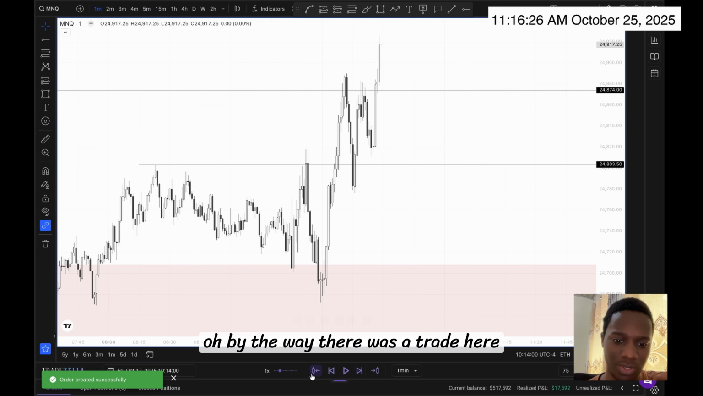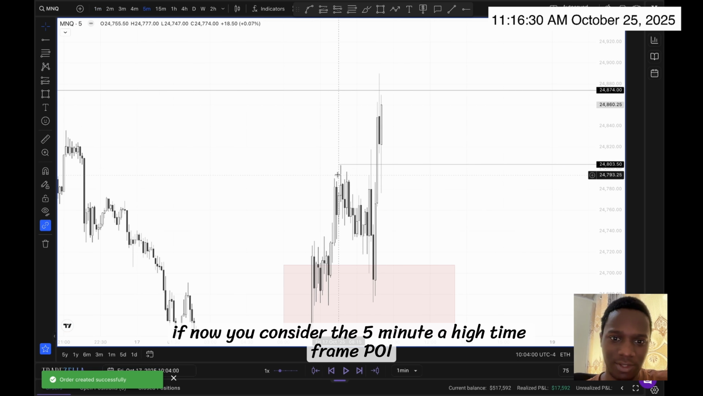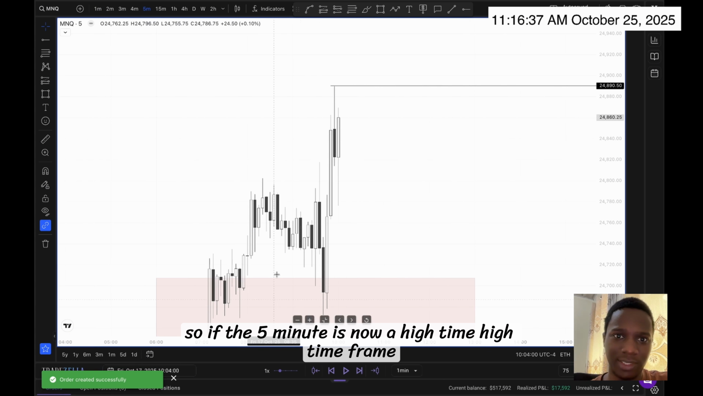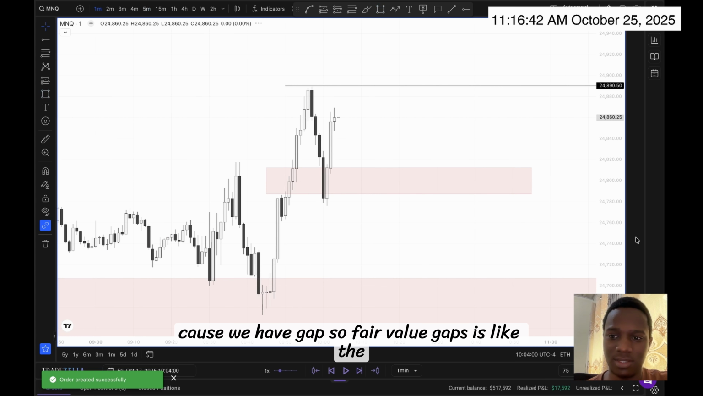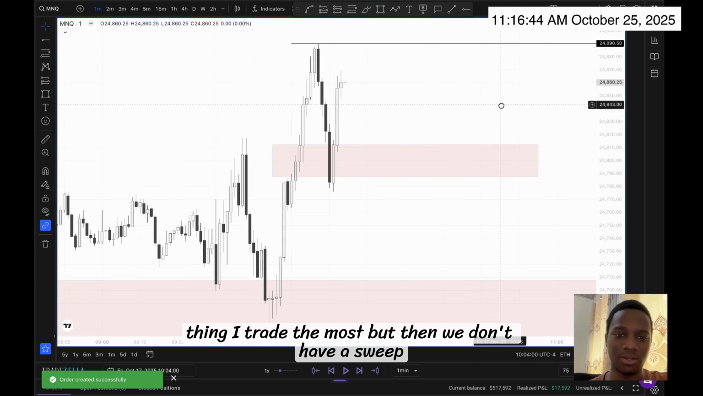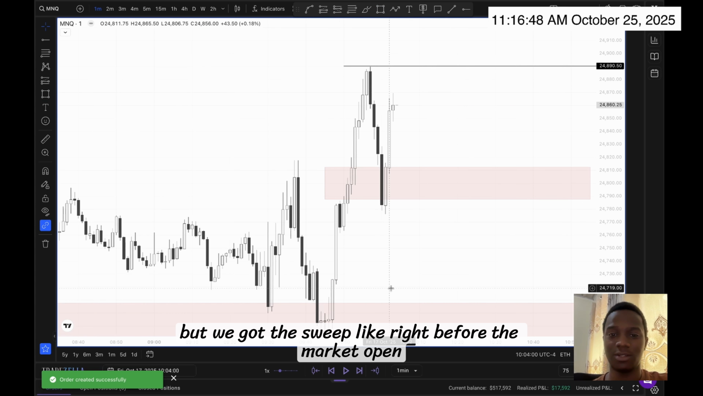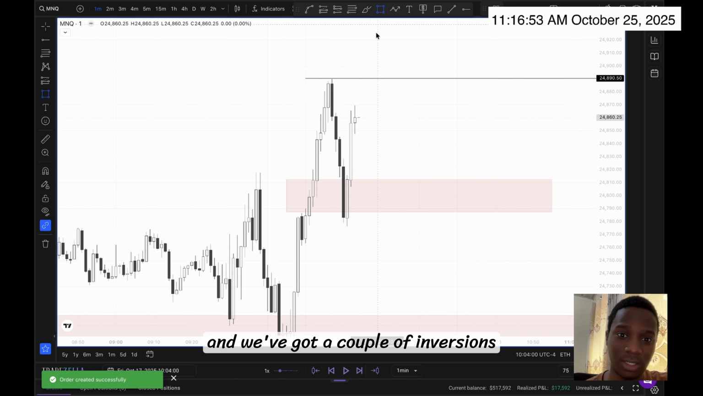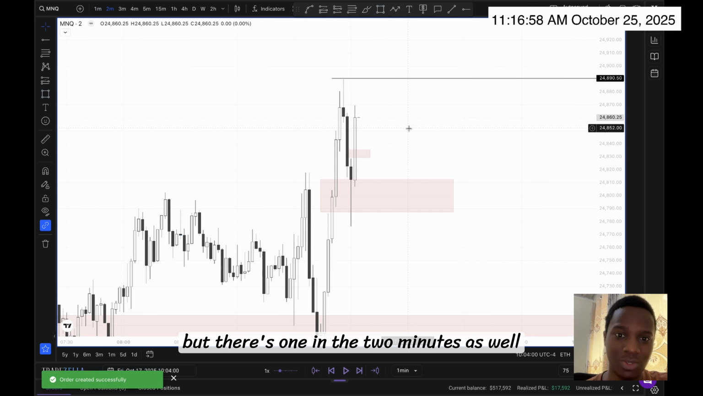Oh, by the way, there was a trade here. Looking at the 5-minute, if now we consider the 5-minute a higher time frame POI, let's do something like this. If the 5-minute is now a high time frame, because we have a gap, fair value gaps are the thing I trade the most, but then we don't have a sweep, but we got the sweep right before this fair value gap, and we've got a couple of inversions. There's one right here, but there's one in the 2-minute as well.